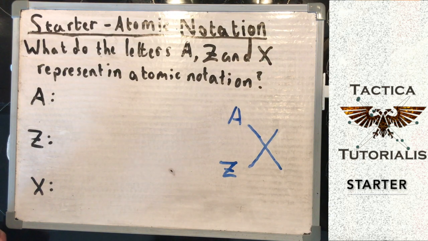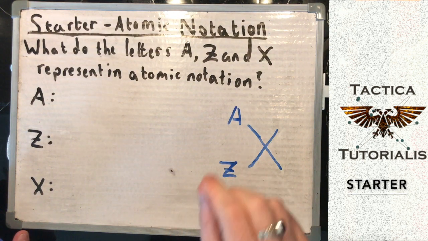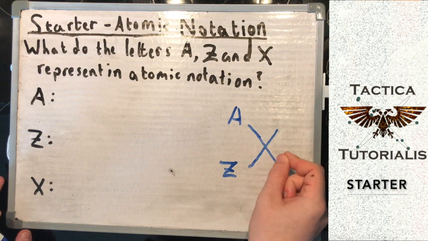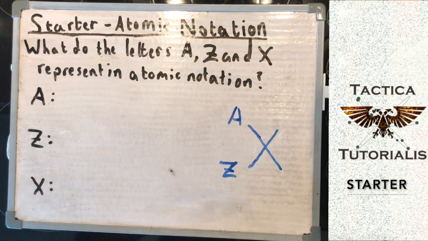So what I'd like you to do, give yourselves 2 minutes to try and refresh your memory if you've seen it before. What does A, Z, and X represent? What do they stand for in atomic notation? Give yourselves about 2 minutes for that. And when you're happy, or if you've never seen it before, check the link in the description that is labeled as Starter Solutions. Once you've done that, we can move on and have a proper talk about nuclear fission.